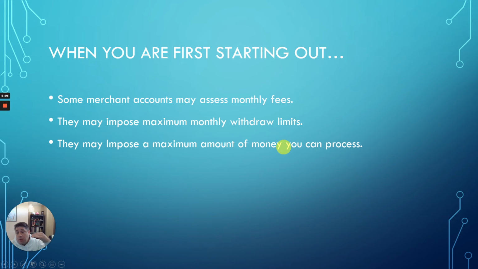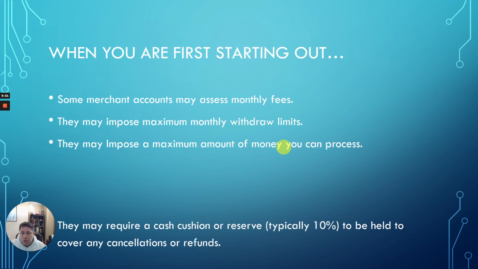They may impose a maximum amount that you can process. So they might say, okay, we'll give you a merchant account. However, you can only do $10,000 a month for the first 3 months or 6 months until we identify the risk level. So you want to make sure you stay within any of the parameters that the processor you utilize is going to set you up with.